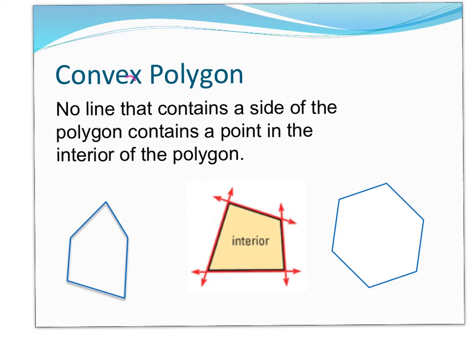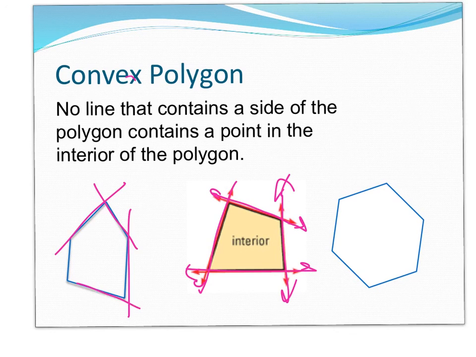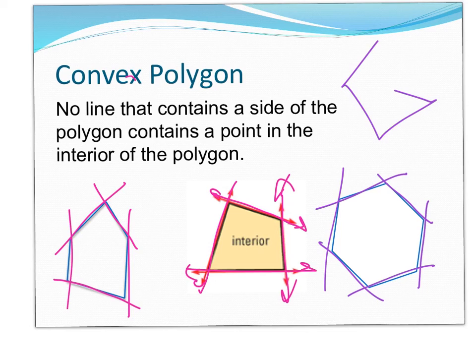So if I look at this little example here, if I extend all these sides in either direction, none of those lines cross into the interior of a polygon. Same thing here, here, here, here, or all these sides. If I were to extend them all, none of that crosses into it. If I had something like this, if I extend this side, it crosses into the interior. So this is not convex. If it looks like a chunk of it was taken out of it, it's still a polygon. It's just not convex.